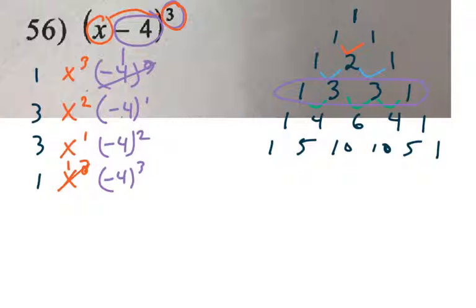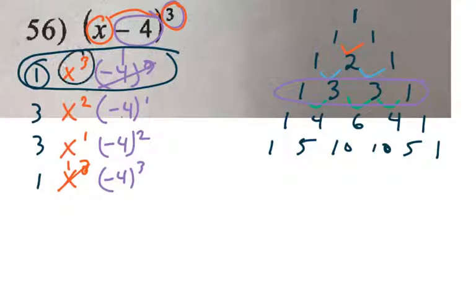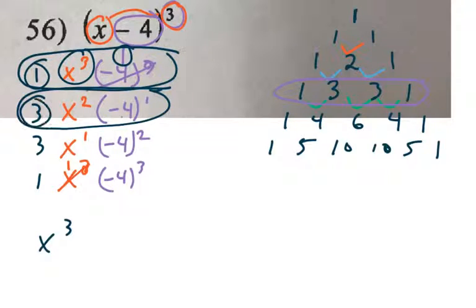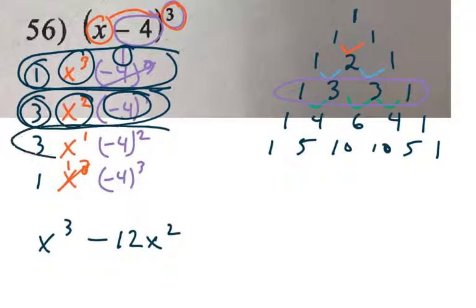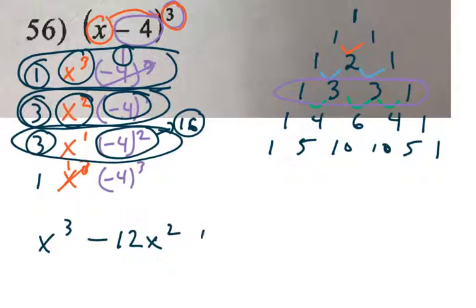So now I'm ready to finish my expansion. In the first term, I have 1 times x^3 times 1, which is simply x to the 3rd, or x cubed. In the second term, I note that I have a 3 times a -4, which is a -12, x squared. In my third term, note that (-4)^2 is actually 16. So 16 times 3 is a positive 48. Watch your signs, guys. x.